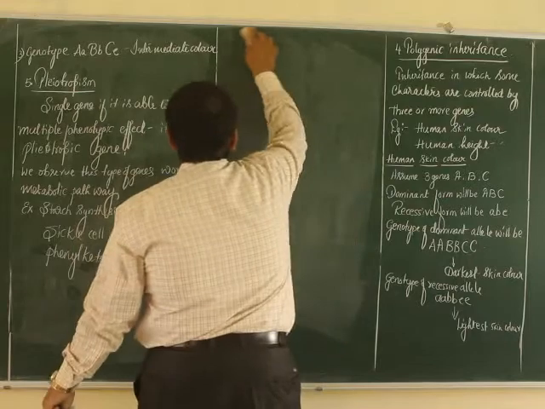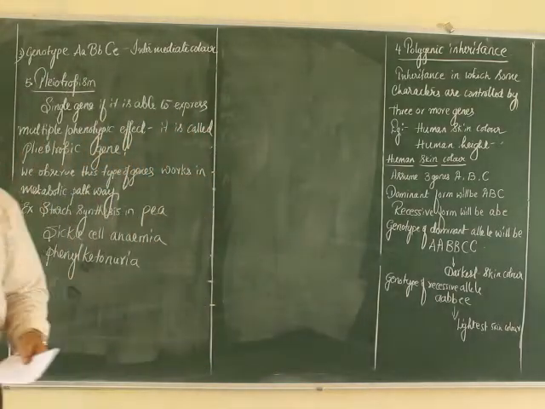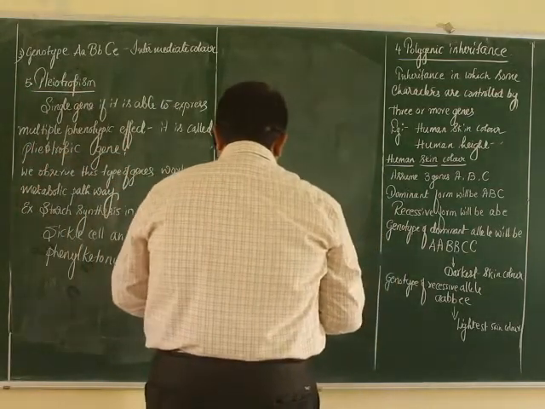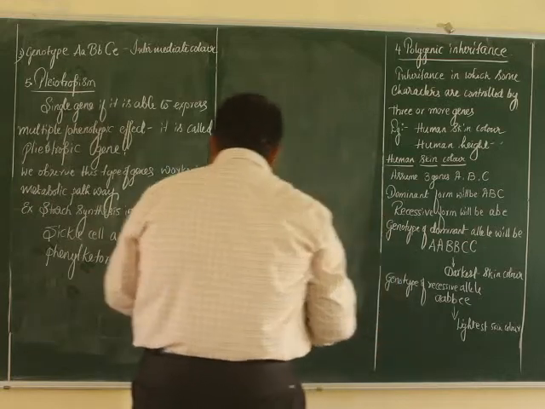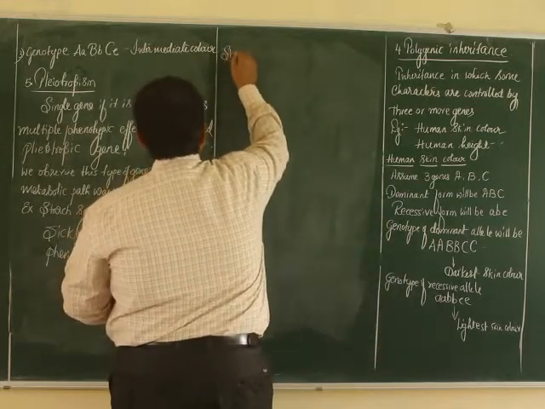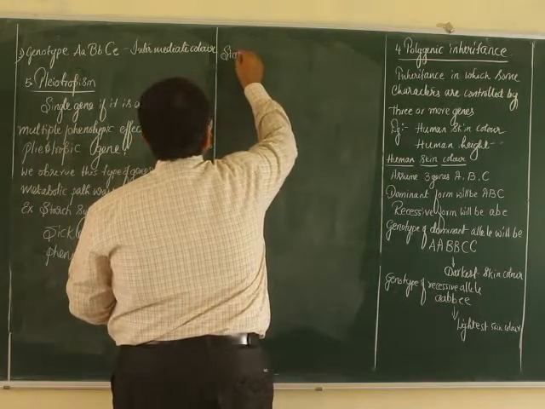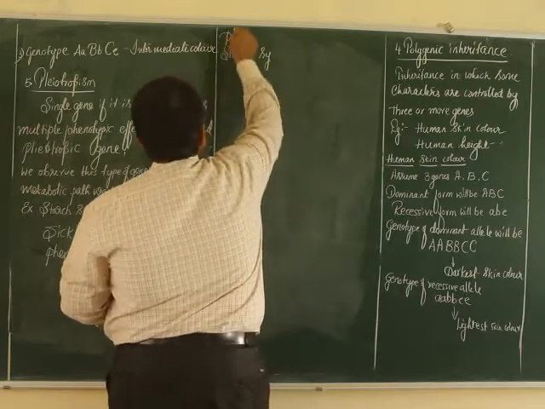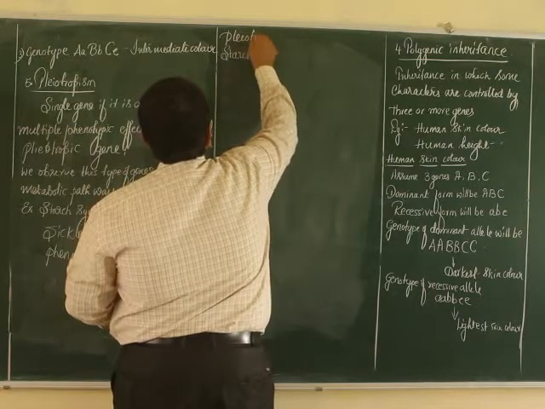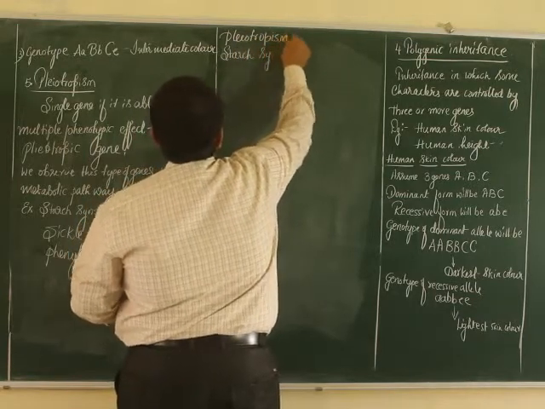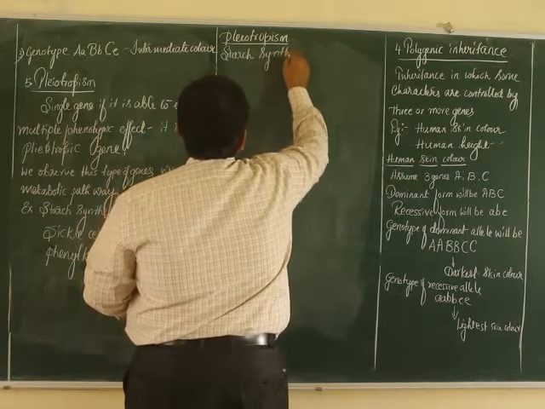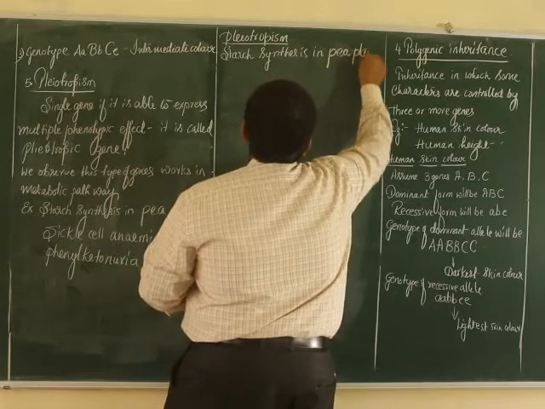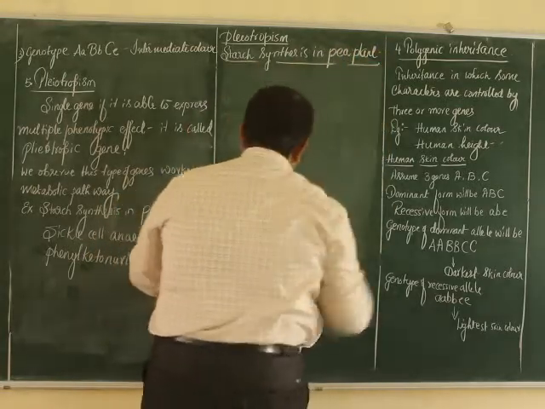Next, let us discuss starch synthesis in pea plant, related to pleiotropism.